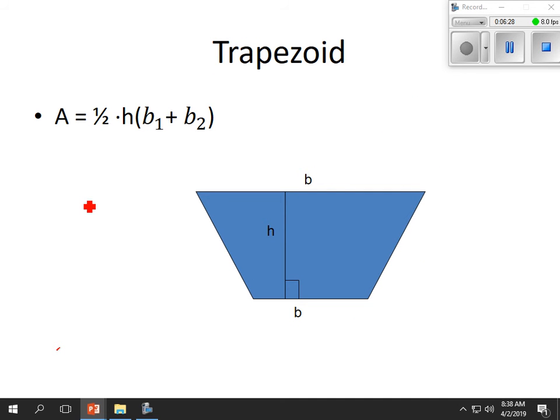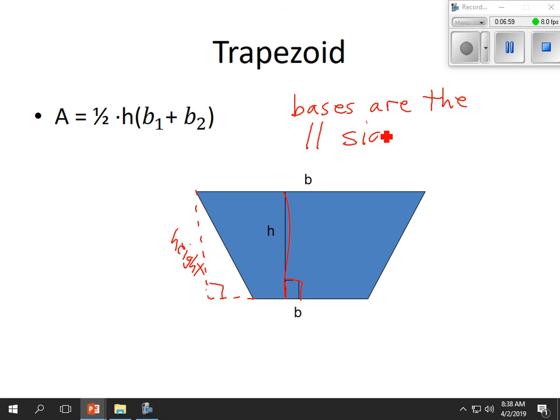A trapezoid, the formula for a trapezoid. In a trapezoid, you're going to be given the height, again, with the right angle symbol, probably drawn inside. It could also be drawn out here somewhere. That could be your height. And then in a trapezoid, it's going to have 2 bases. Remember that the bases are the parallel sides. The bases are always the parallel sides. So you're going to have 2 bases. It doesn't matter if this is base 1 and this is base 2 or vice versa. It doesn't make any difference.